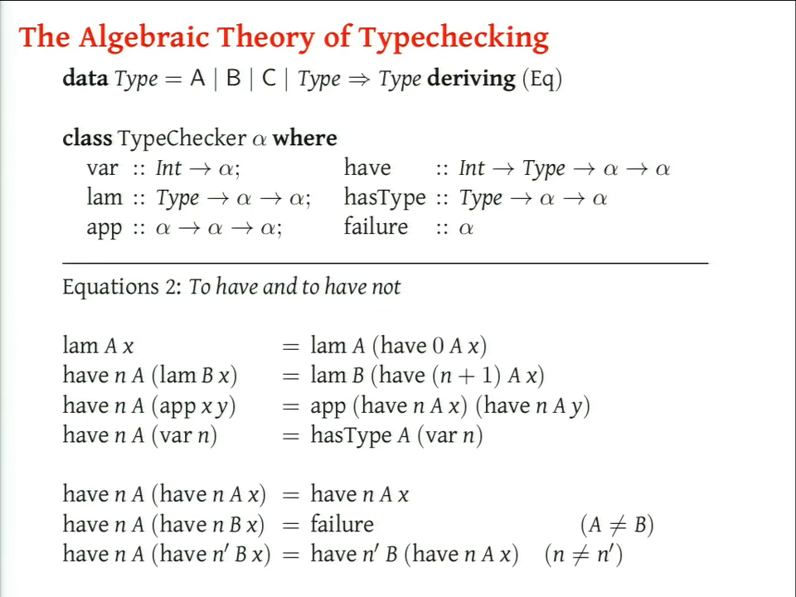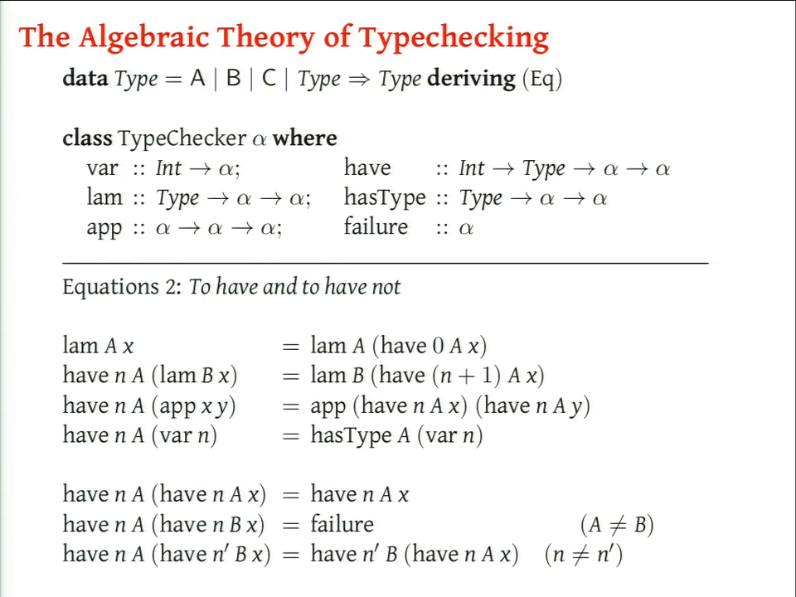The second set of equations deals with this have operation. And where this is most interesting is around lambdas. So if we just have a bare lambda like this, then that's equivalent, from the point of view of being a type checker, to saying that the new bound variable, so have 0, has the type bound by this lambda abstraction. And also if we make an assertion outside a lambda abstraction and we move it inside the lambda abstraction, then we just add 1 to the De Bruijn index.